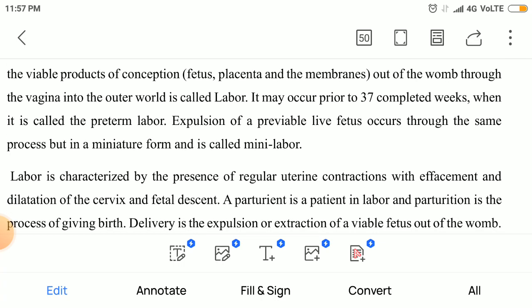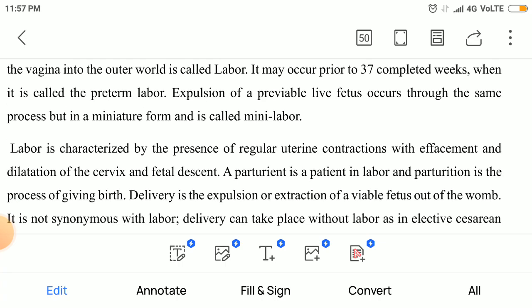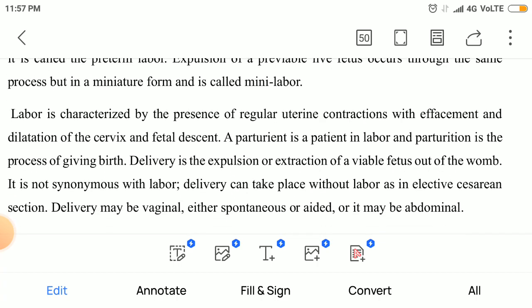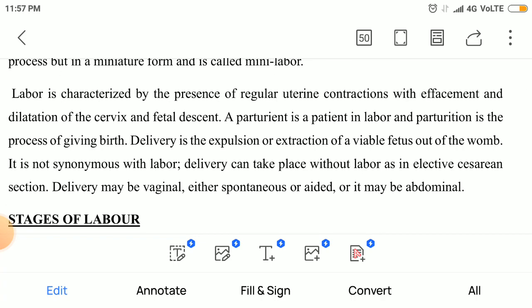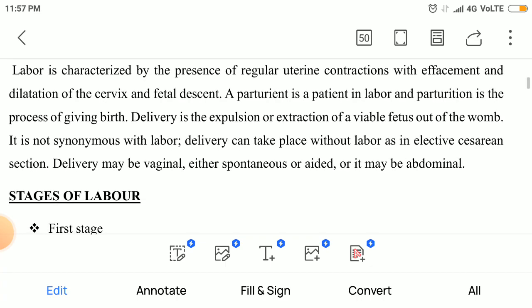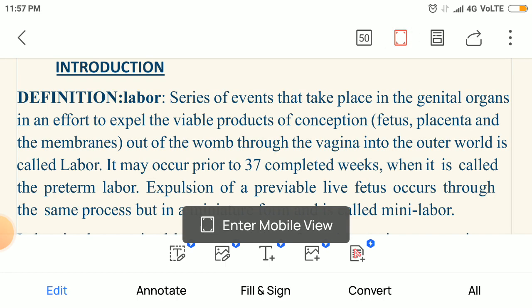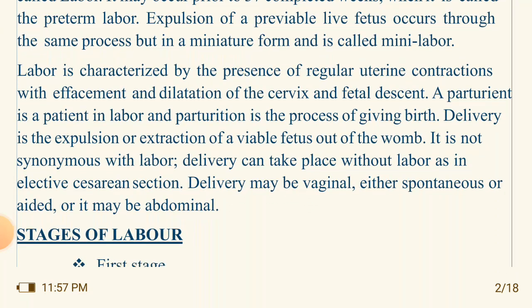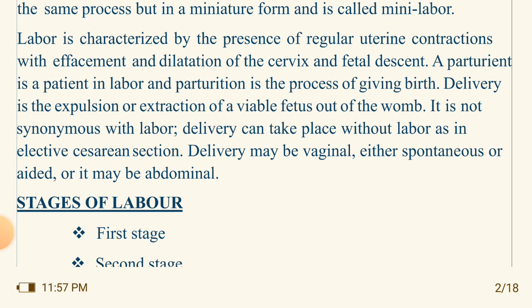A parturient is a patient in labor, and parturition is the process of giving birth. Delivery is the expulsion or extraction of a viable fetus out of the womb. It is not synonymous with labor. Delivery can take place without labor, as in elective cesarean section. Delivery may be vaginal, either spontaneous or aided, or it may be abnormal, or it may be abdominal.